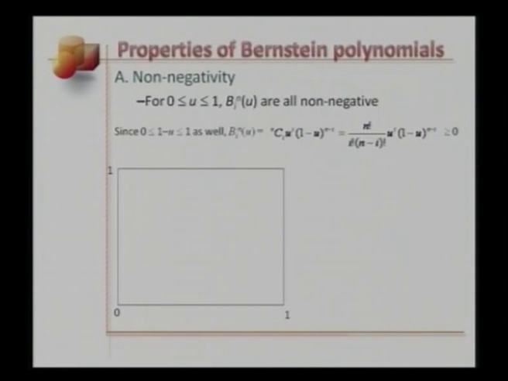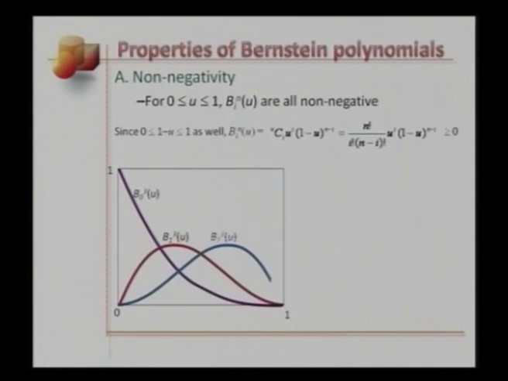Let's look at a few examples. These are the Bernstein polynomials for a degree 3 Bezier curve. This is B sub 0 super 3. This one is B sub 1 super 3. This one is B sub 2 super 3. And this is B sub 3 super 3. You would notice that they are all non-negative.